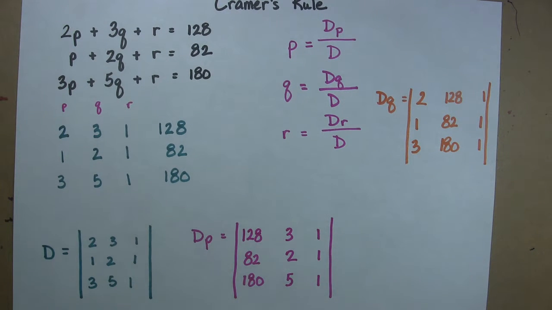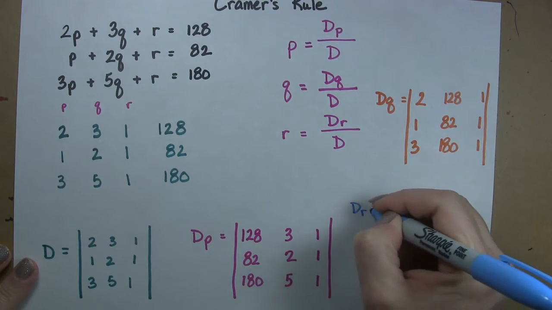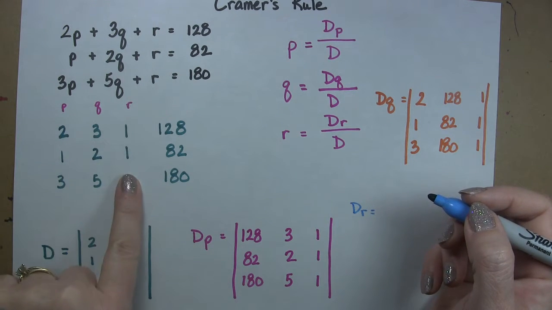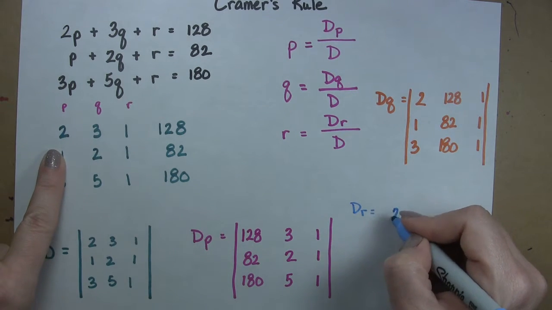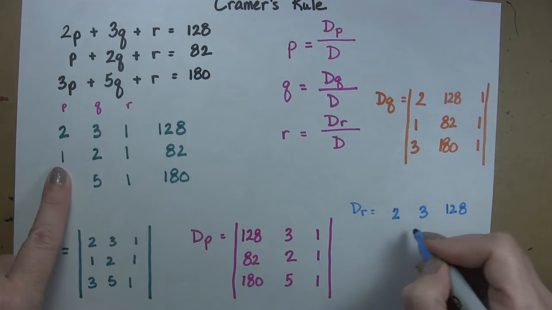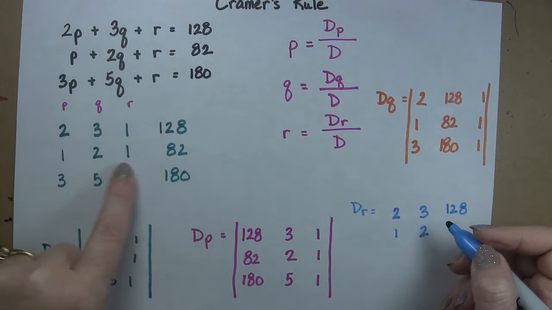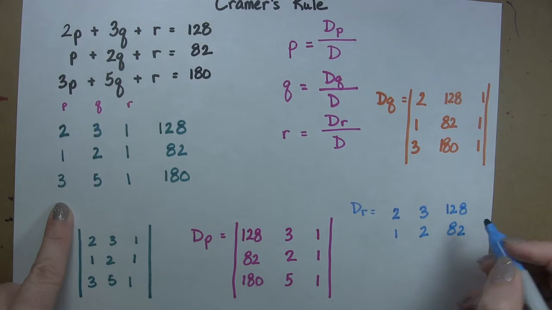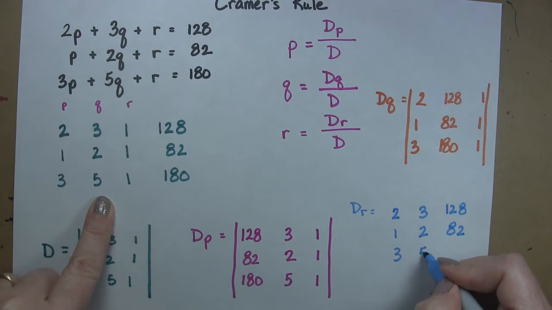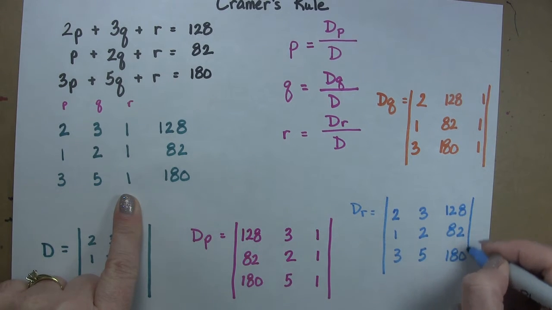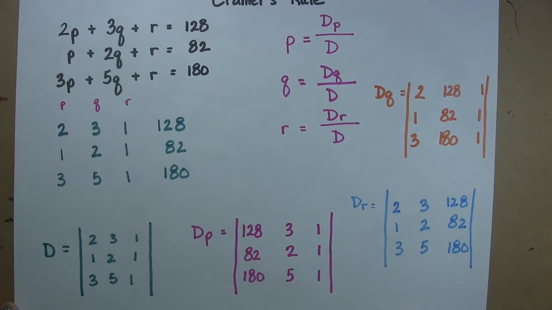Okay, this is your last chance. D sub R. We'll put all of these numbers in place of our R column. So we'll be left with 2, 3, 128. 1, 2, replace that with 82. 3, 5, and replace this with 180. Put the lines around it, and you're done.